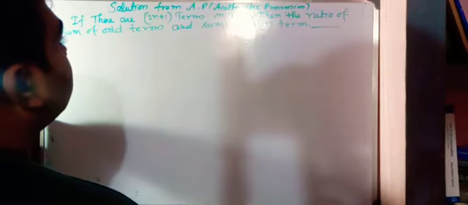So I hope you are able to see the board. I am just reading the question. If there are 2n plus 1 terms in an AP, then the ratio of the sum of odd terms and the sum of even terms is dash.